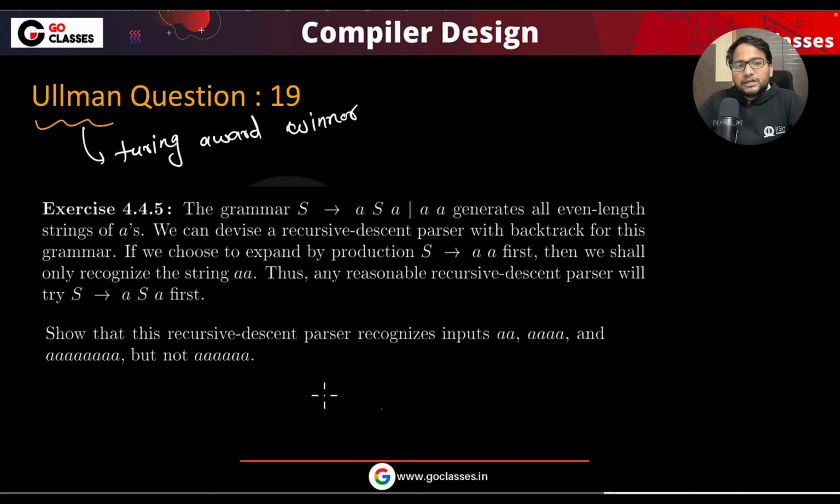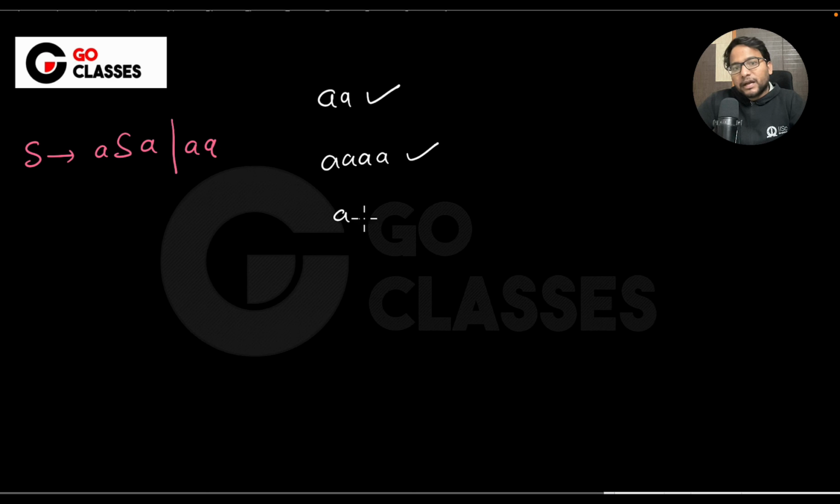Now, what they are saying is to show that the recursive descent parser recognizes input A, 2 A's, 4 A's, and 8 A's, but not 6 A's. So you have capital S gives A, capital S A. This can recognize A. This can recognize 4 times A. This cannot recognize 6 times A, but it can again recognize 8 times A. That's what we need to show. That is the question that they're asking.